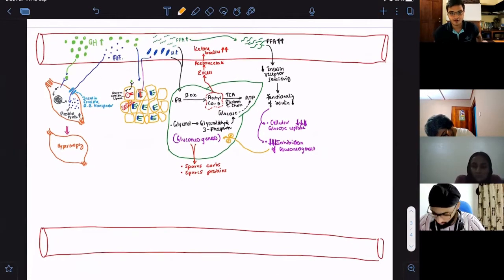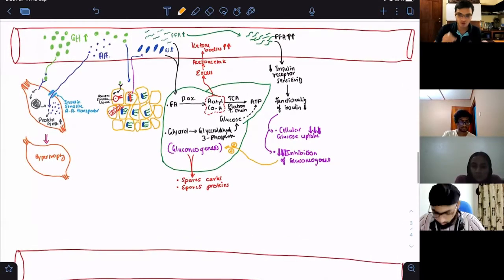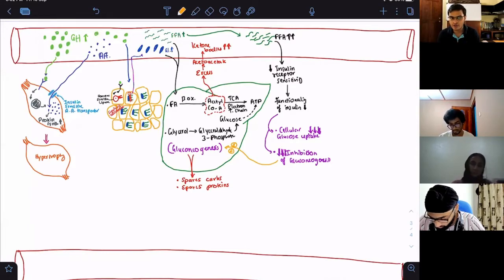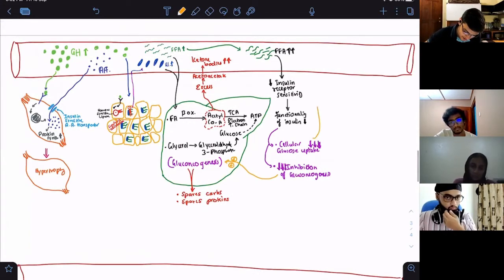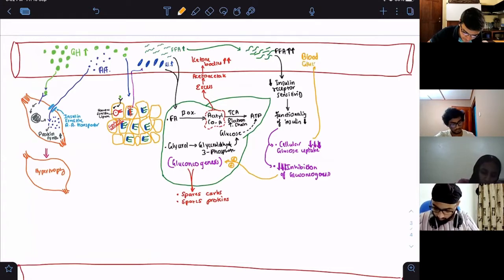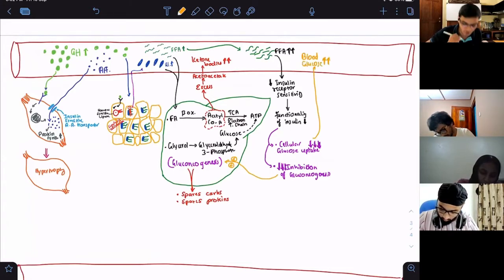Look at this, guys. Cellular glucose uptake was reduced. Why? Insulin receptor sensitivity dropped, insulin function dropped. When cellular glucose uptake reduces, where will glucose remain? In the blood. Because of this, blood glucose elevates. Blood glucose elevates.